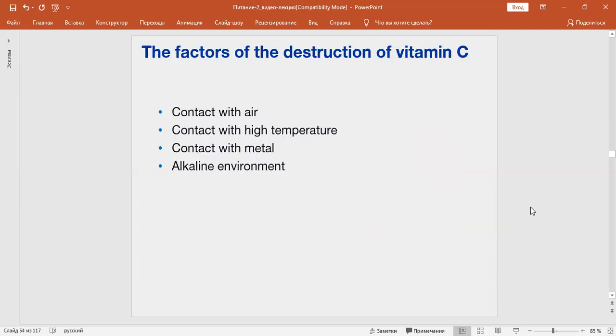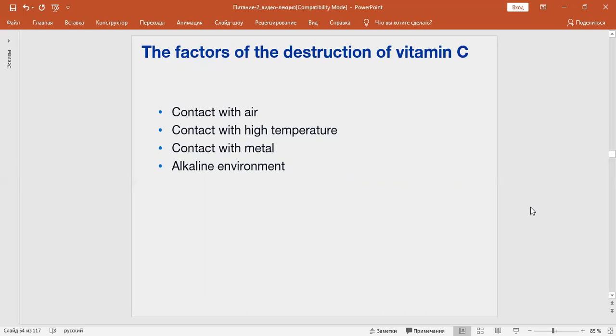Vitamin C is rapidly destroyed by the action of air. Therefore, fruits and vegetables must be cut immediately before eating. Sliced food must be covered with a lid. High temperature also destroys ascorbic acid, and cooked vegetables lose up to 60% of vitamin C.